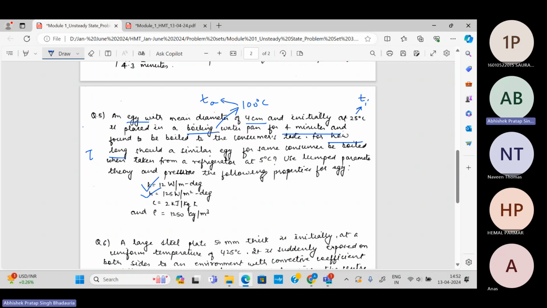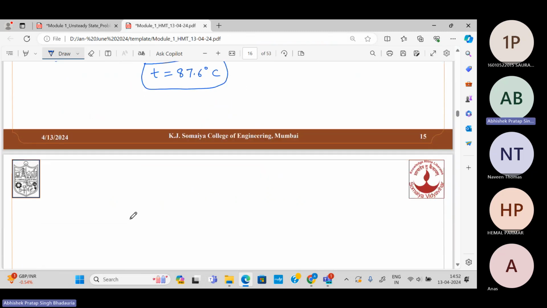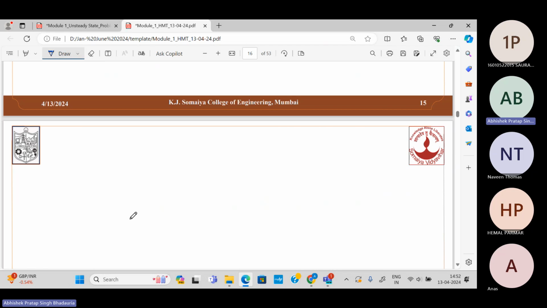Now we will apply the second case for how long. So you can see here, for how long should a similar egg for the same consumer be boiled when taken from a refrigerator at 5 degrees Celsius? That means now Ti is 5 degrees Celsius. And again it is in the surrounding having boiling temperature, that is 100 degrees Celsius. So TA is again 100 degrees Celsius. Now let's solve the second part of this question.